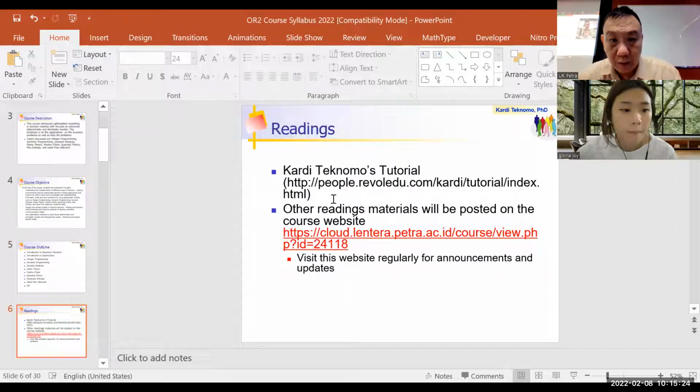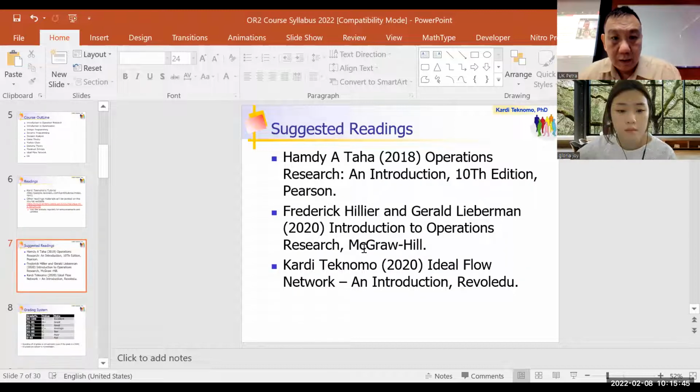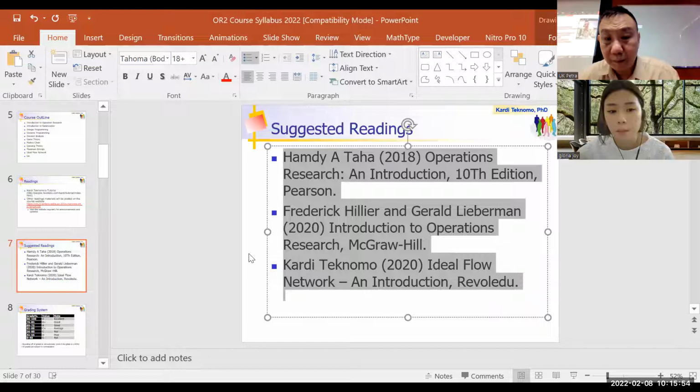Okay. So you can check my website as usual. Okay, and then the course, basically this is the Moodle of Petra. So last time we used Moodle. So this is the same. This is also Moodle, Lentera. So we will use this, right? The book, I can include this book in the Lentera if you want.